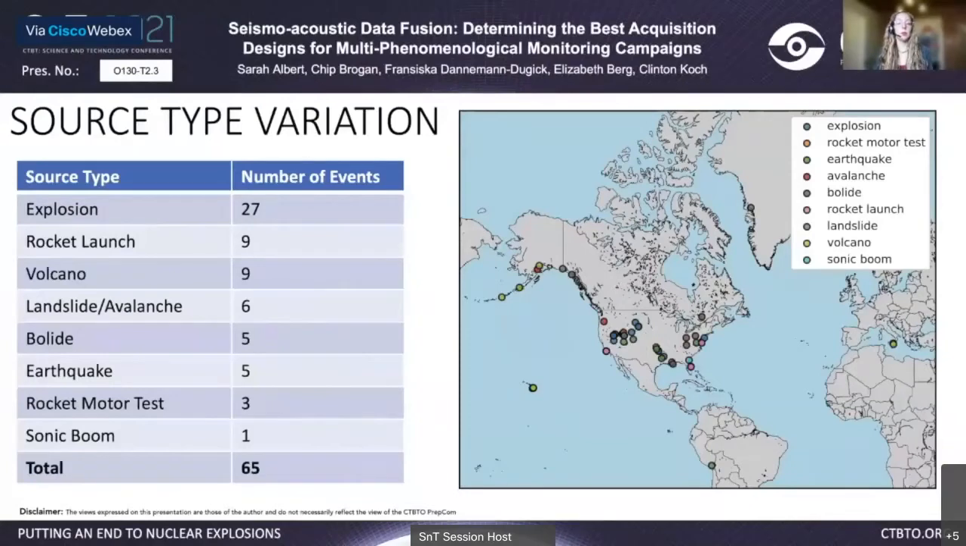So we can plot the events by source type to see where groups locate. It's perhaps not surprising that the volcanic events locate in Alaska, Hawaii, and Italy, because that's where the volcanoes are located, while the rocket launches locate along the coast. Again, that's where most rockets are launched from. The most common event type in the catalog is explosions. We have 27 of those, and many of these are located at known blast areas, like the Utah Test and Training Range.